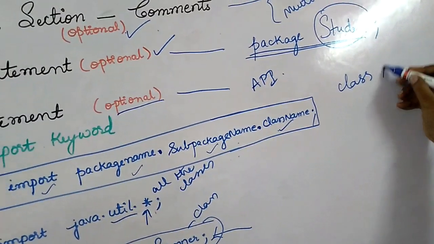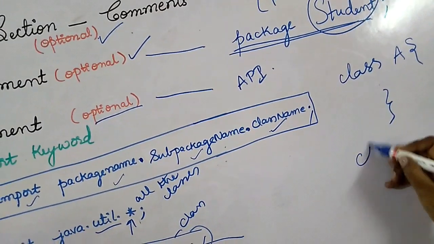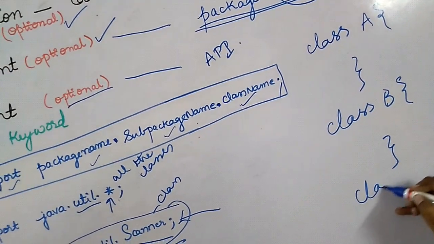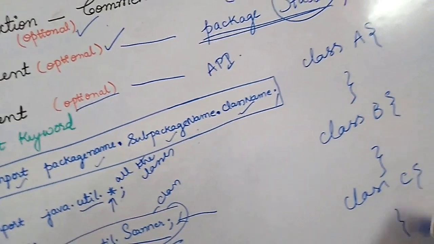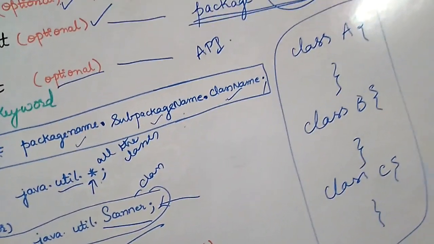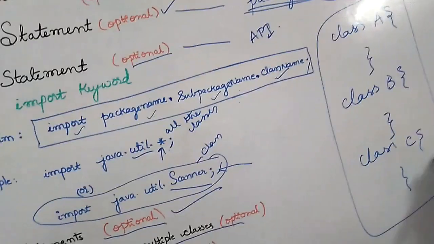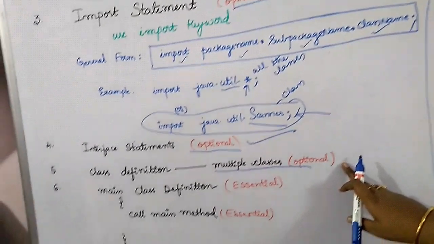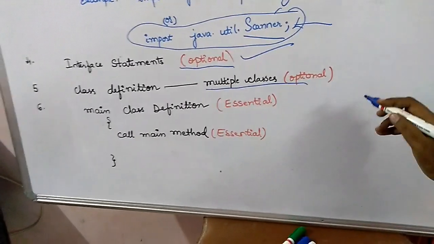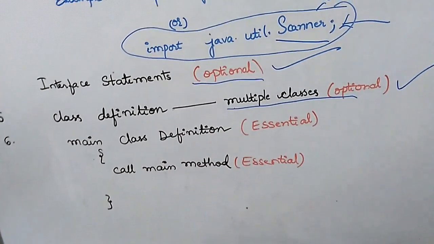Like I can say, inside the program, I can have class A, and also class B, and also class C, and so on. So I can have multiple classes in a single Java program. If you are having multiple classes, you will be declaring all these multiple classes over here. If you are just having one class, just declare only one class. Okay, so this is also optional.